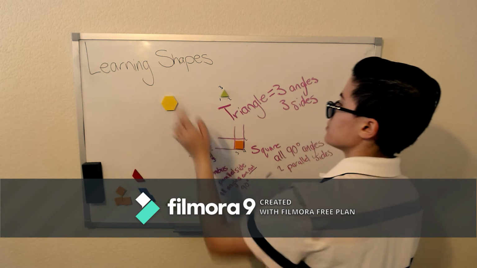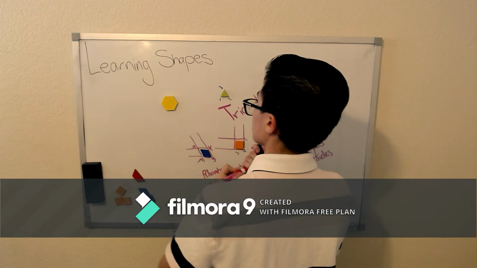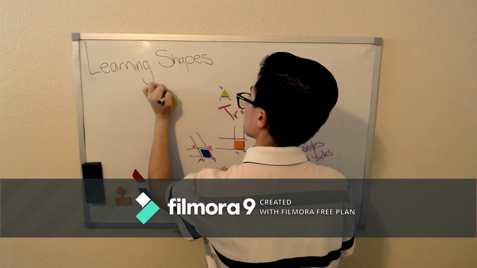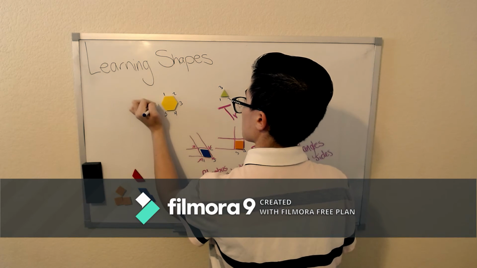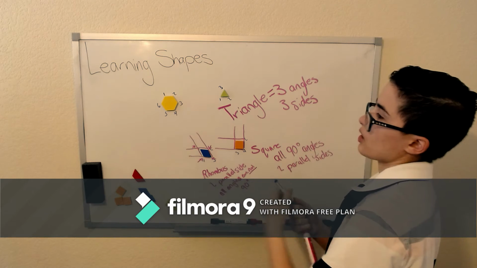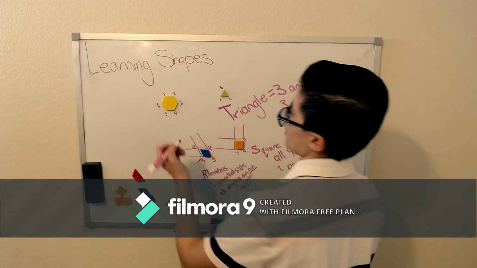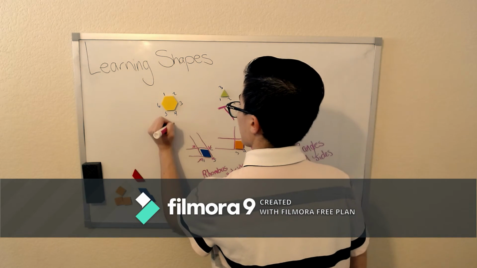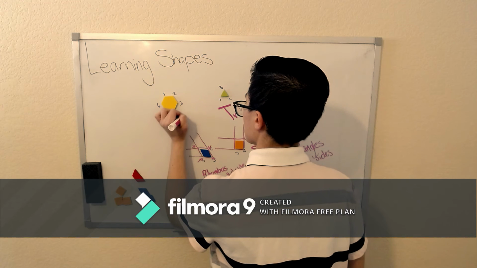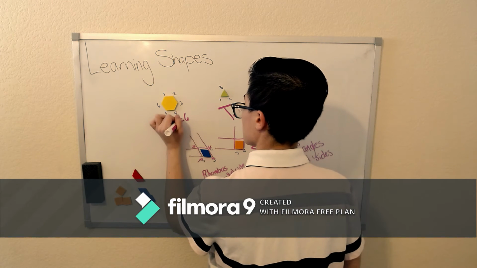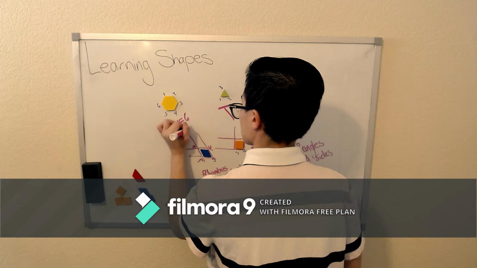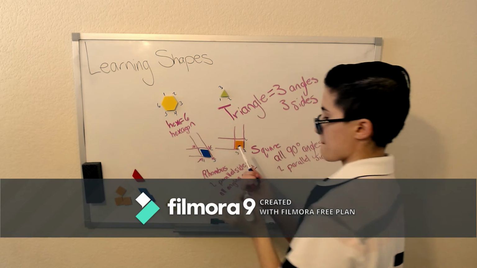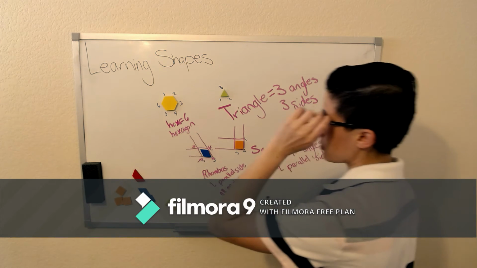A hexagon, you can identify by seeing that there are 6 sides to the hexagon. Hex equals 6. So this is the hexagon.